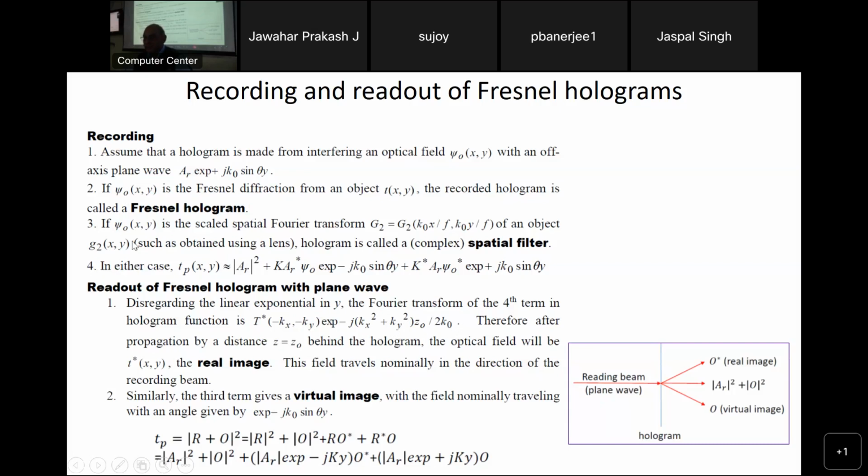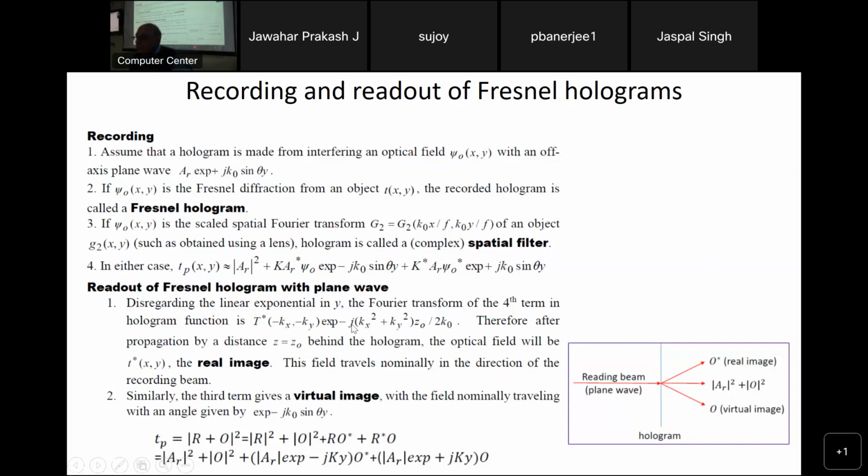So what's the Fourier transform of the complex conjugate of psi O? Just by looking at properties of the Fourier transform, this is the complex conjugate. Okay? And the complex conjugate has picked up the exponential minus. Now if this one propagates, as you can see, a distance zo after the hologram, then all you need to do is multiply this with the transfer function for propagation, which will have e to the plus j (kx squared plus ky squared) zo.